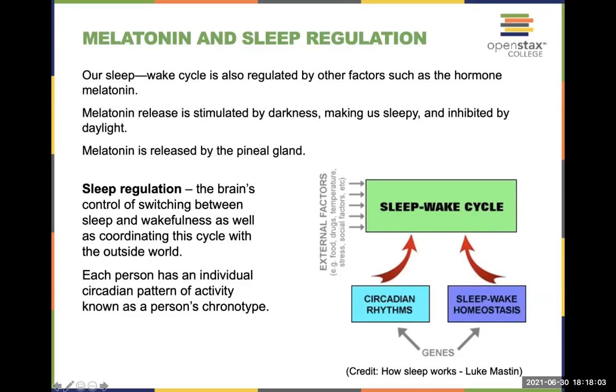However, I do want to point out that each person, let me turn on my laser pointer so you can see, has an individual pattern of activity known as a person's chronotype, right? So for example, on the first day of class, this Canvas course was available at midnight.